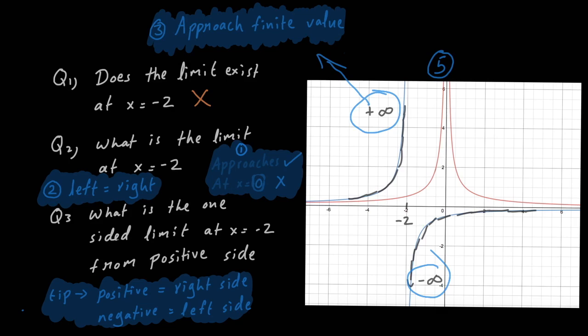What is the limit at x is equal to minus 2? It does not exist. And question 3. What is the one-sided limit at x is equal to minus 2 from the positive side? If we see it from the positive side, we can see that it is approaching negative infinity. Hence, the answer is negative infinity.